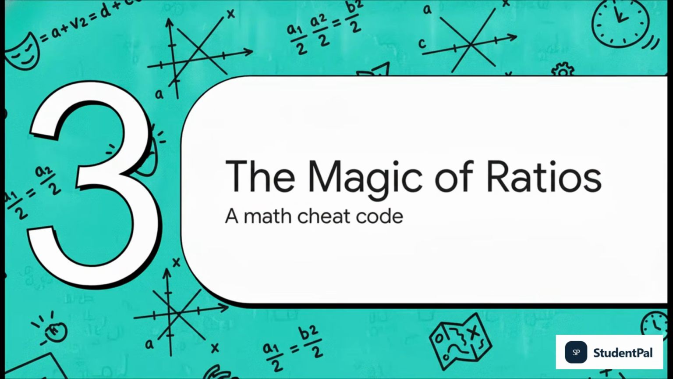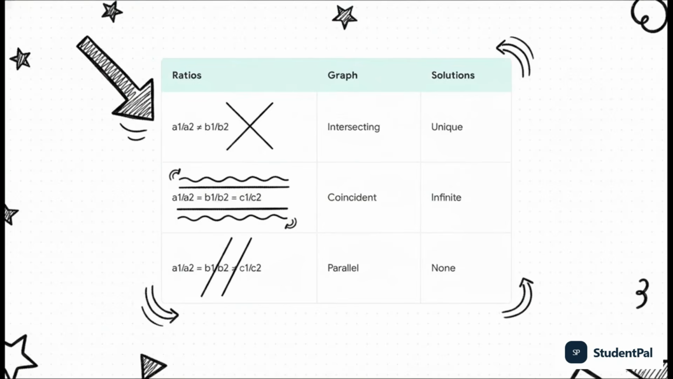Okay, Section 3, the magic of ratios. Time for a math cheat code. Let's be real, graphing every single problem takes way too much time in an exam. So here is a brilliant cheat code for you. Just by comparing the ratios of the numbers sitting right in front of your variables, your A's, B's, and C's, you can instantly predict the outcome. If the first two ratios don't match, boom, the lines intersect. Unique solution.